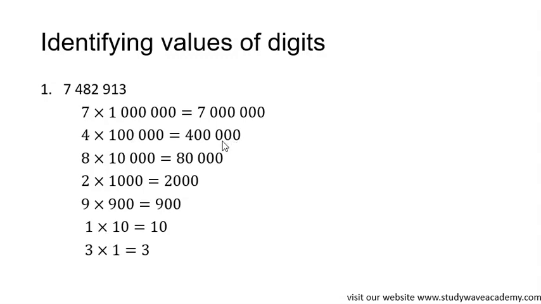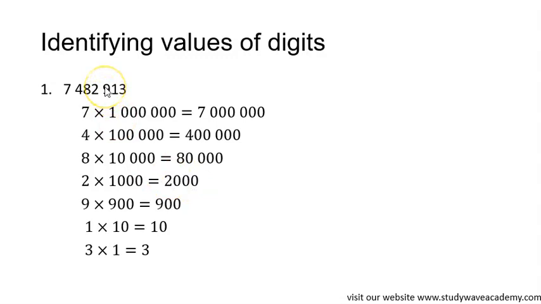So the digit 4 is in the 100,000 place. Now the digit 8 is in the 10,000 place, so its value is 8 times 10,000, which is going to give you 80,000. The next digit 2 is in the thousands place, so its value is 2 times 1,000, which is going to give you 2,000.